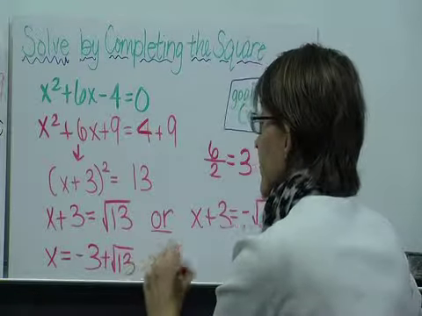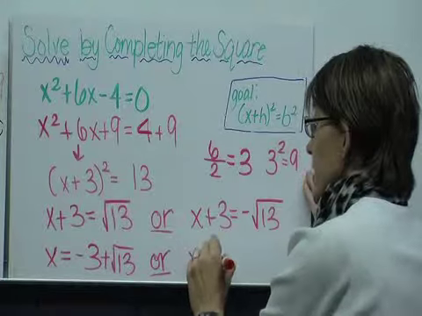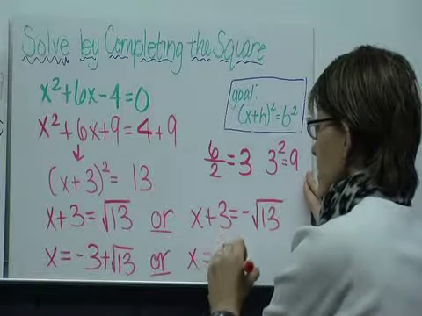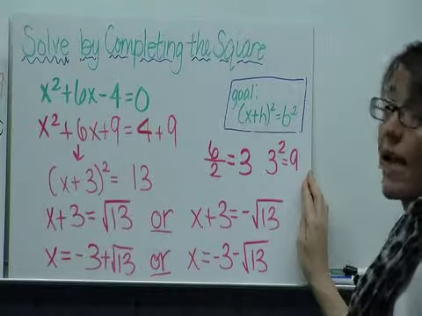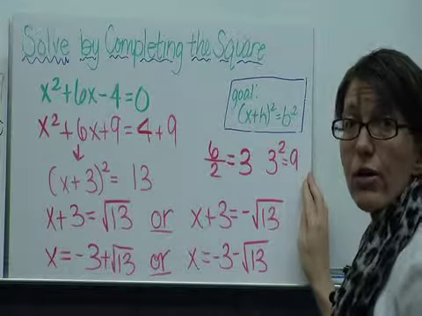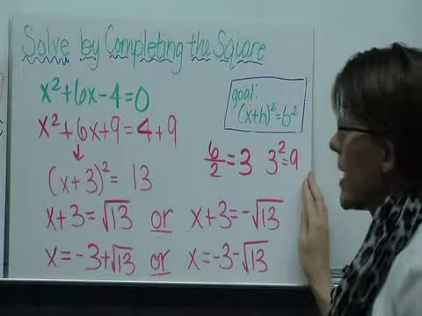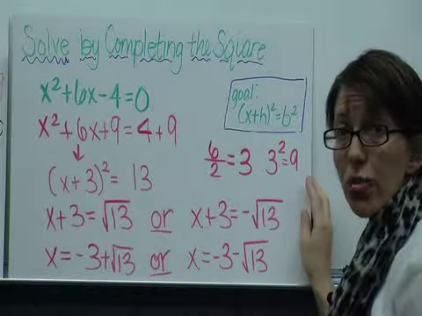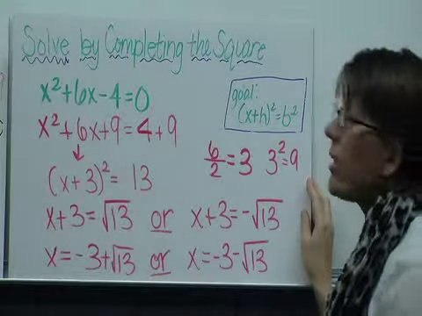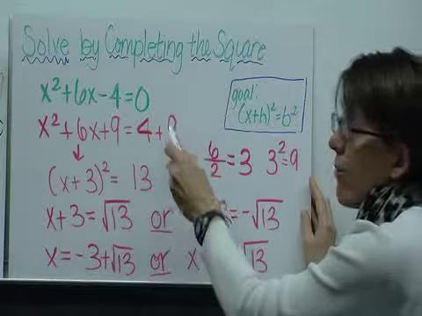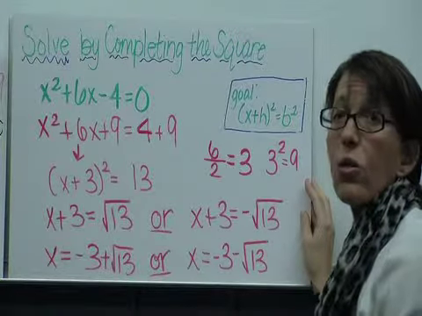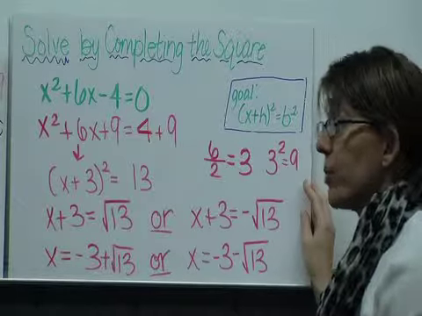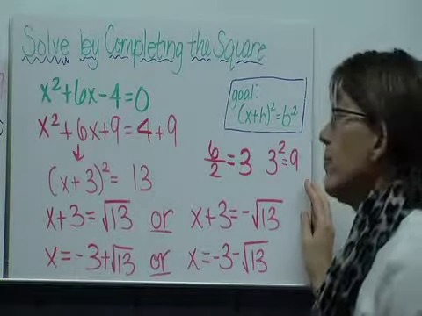Again, or x equals negative 3 minus the square root of 13. So you see I get two different answers here from completing the square. And generally I am going to get two answers from completing the square unless the sum on the right-hand side ended up as 0. And then I'll just get one answer from completing the square. But usually I get two.